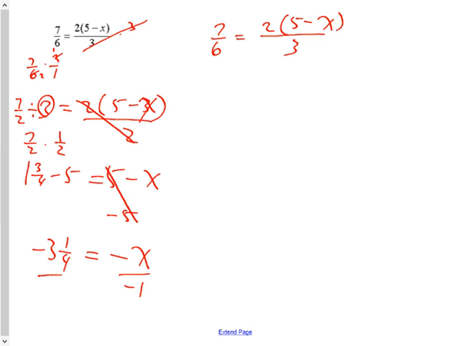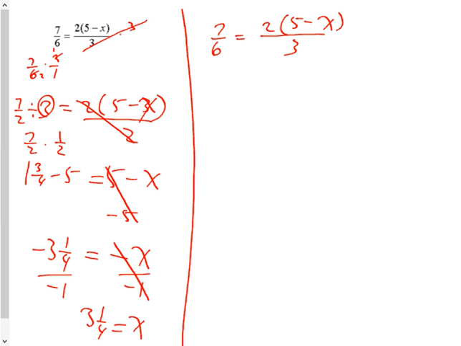Now we're not done yet because we still have to get rid of this negative 1 coefficient. And x will equal 3 1/4. That's a really complex question for multiplying both sides by 3. But Elizabeth said she multiplied both sides by 6, which actually makes it quite a bit easier.